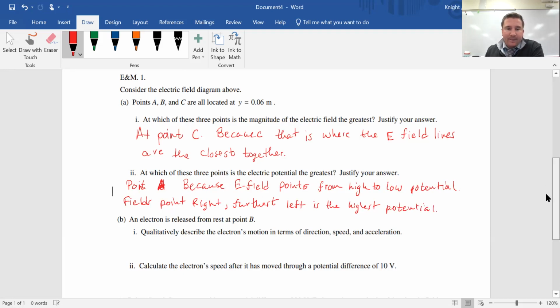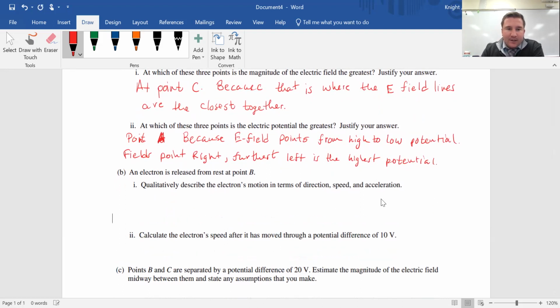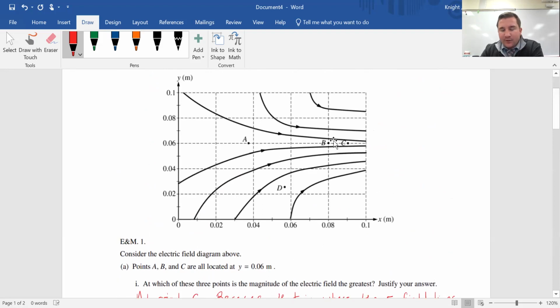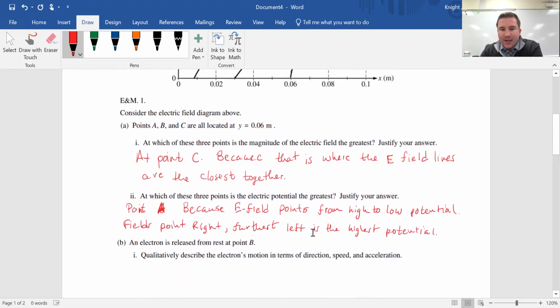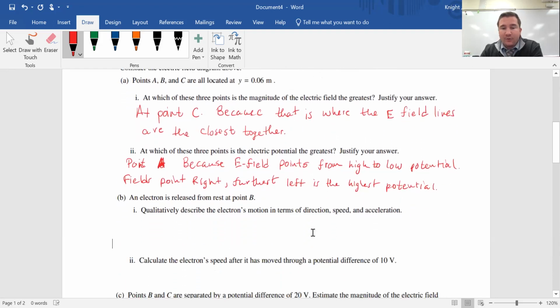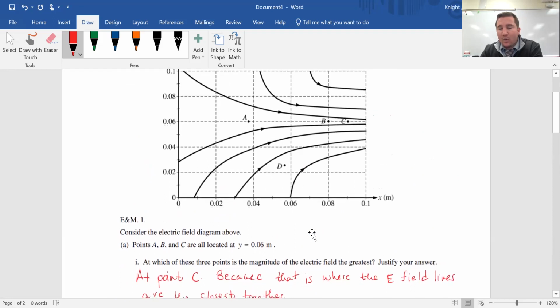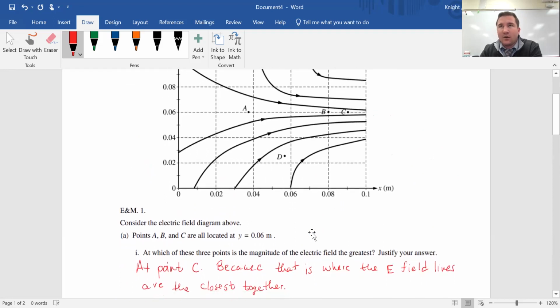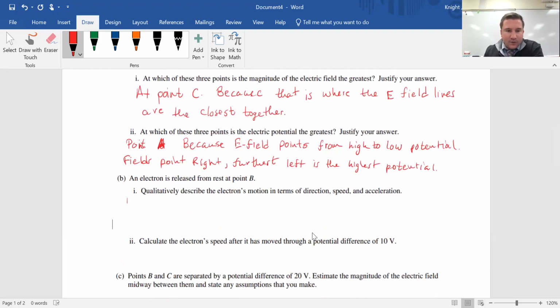All right, qualitatively, meaning without numbers, an electron is released from rest at point B. So we put an electron at point B, we let it go. Describe the electron's motion in terms of direction, speed, and acceleration. So the direction, which way is the particle going to move? If we look here, electrons go the opposite way of electric fields.